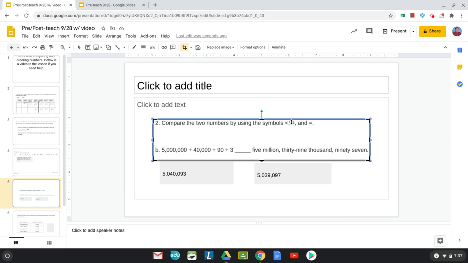And I would use this one. I can't highlight these, I don't think. Nope. But I would use the one where the mouth is going to face the one that has the 40,000. Remember the opening.